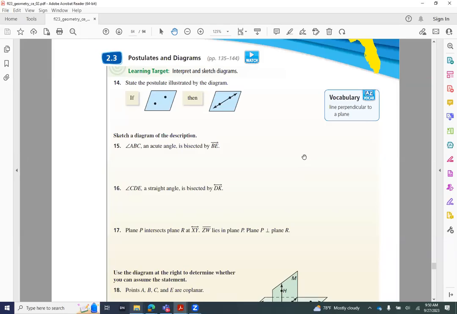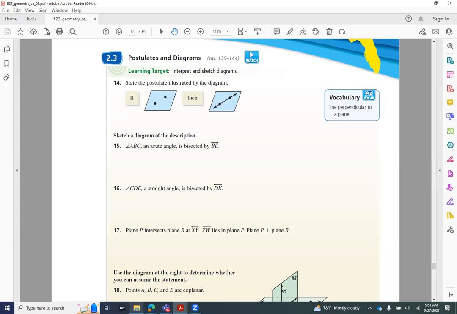All right, this is our review for chapter 2, for 2.3. This is our third part to these videos. So the first part of this, again, we're looking at postulates and diagrams, and it says state the postulate illustrated by the diagram.